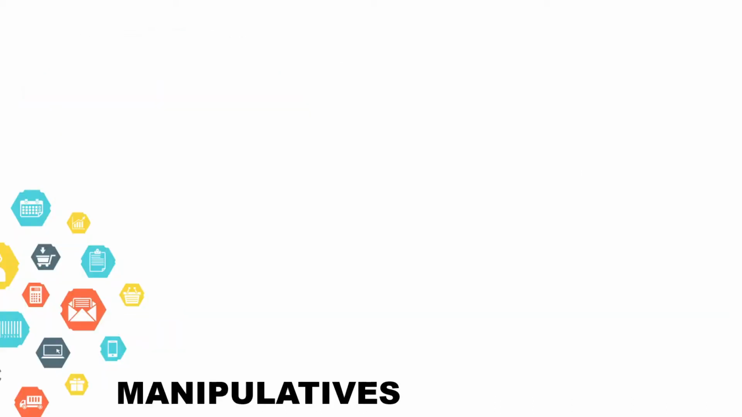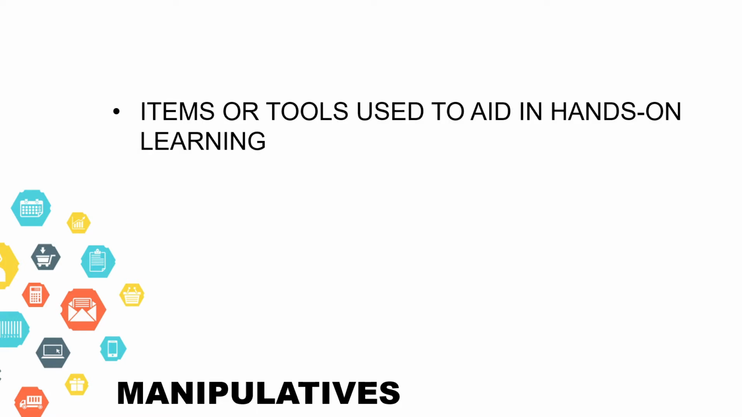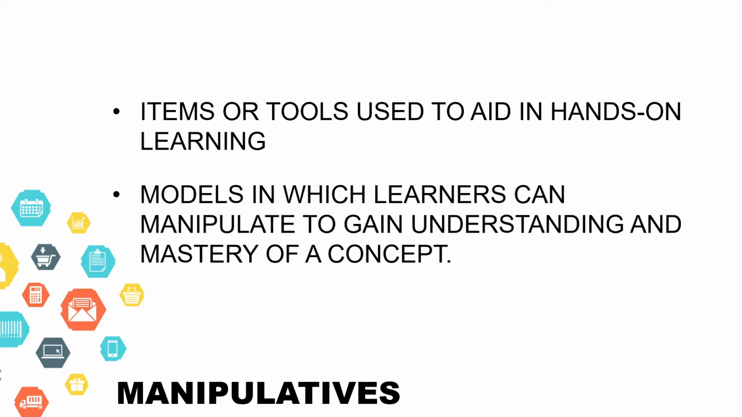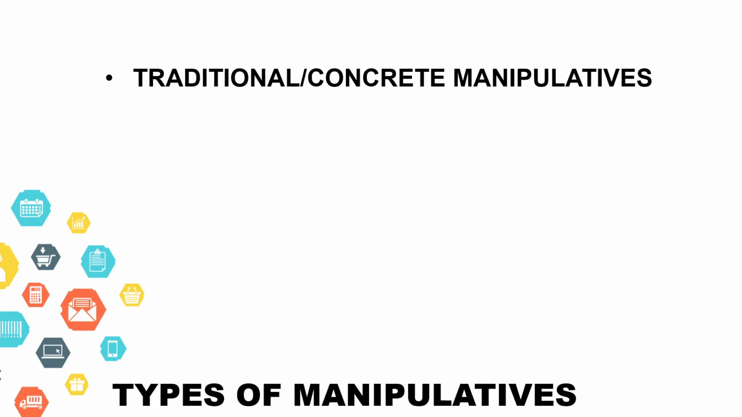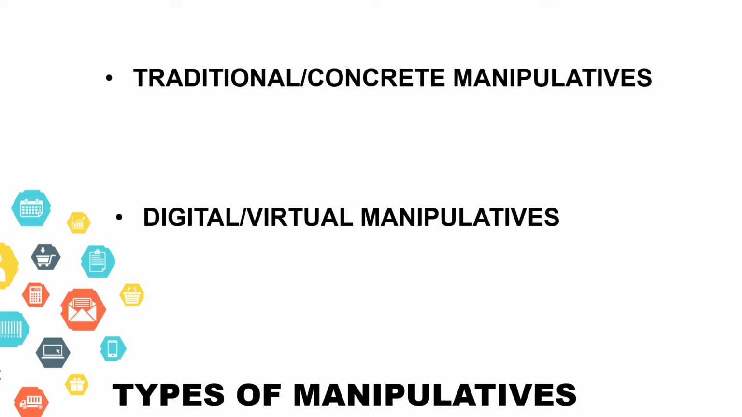So let us first define what is manipulation or manipulative in the education sector. These are the items or tools used to aid in actions on learning, or sa madaling salita, these are models in which learners can manipulate to gain understanding and mastery of a concept. So para mas maintindihan natin, we can divide manipulatives or manipulation media into two types. We do have the traditional and the digital.